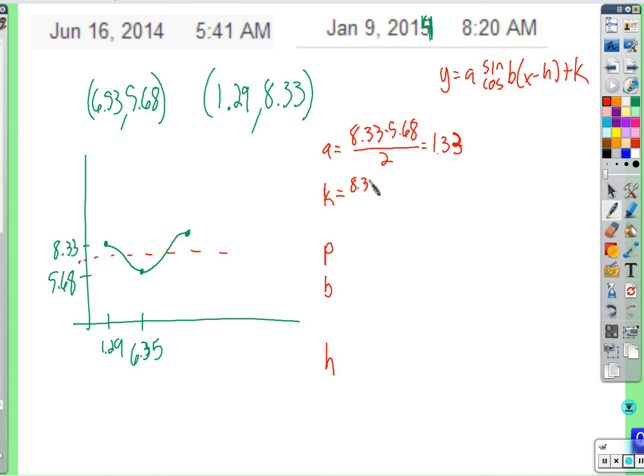7.01. That'll be 8.33 plus 5. 7.01. How would that translate into real life? What is this value telling us about the sun? That's when it usually rises. The average time it rises. Yeah. So on an average day, average length, it's going to come up around 7. But only between those 2 days, right?